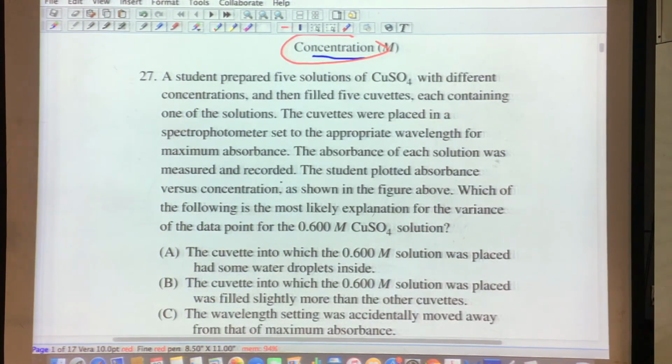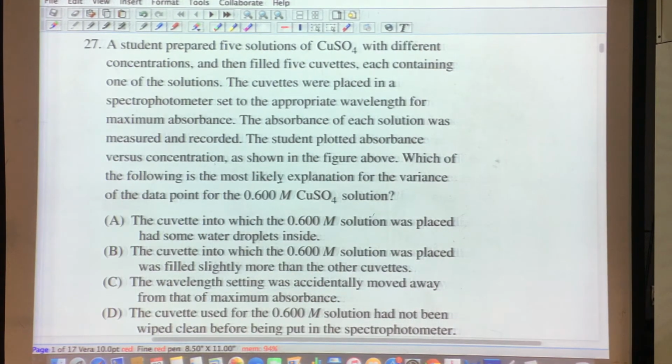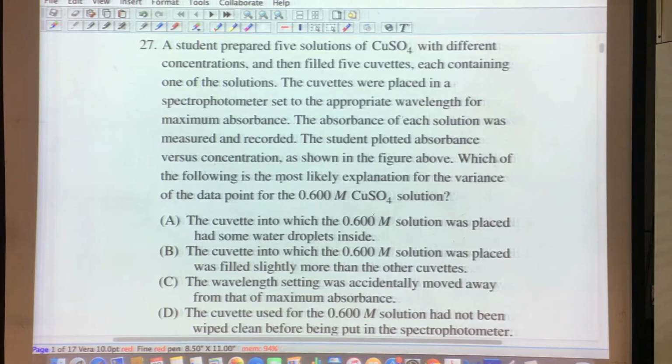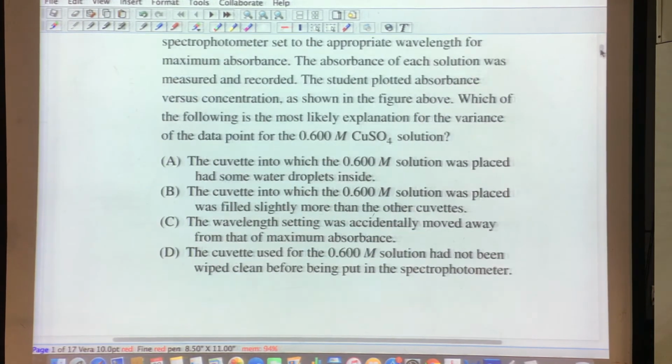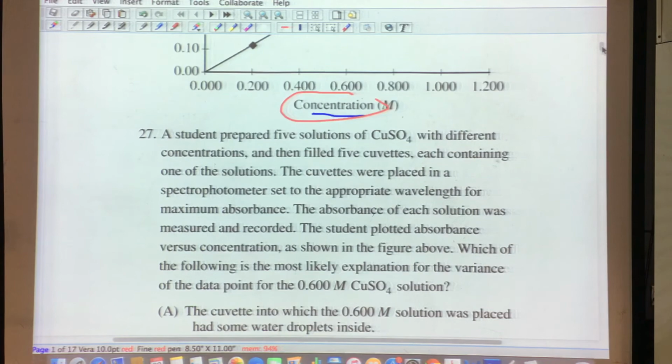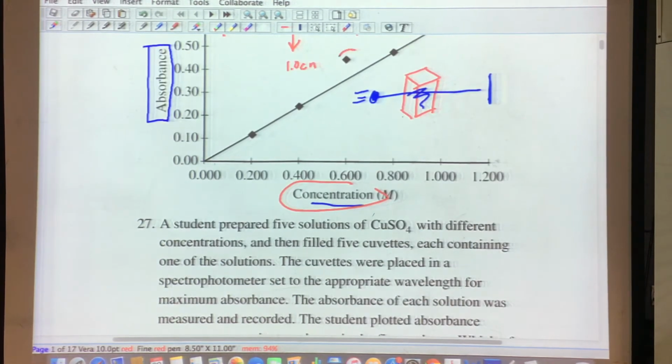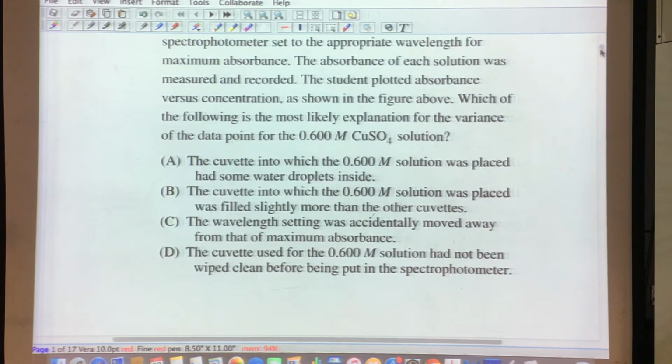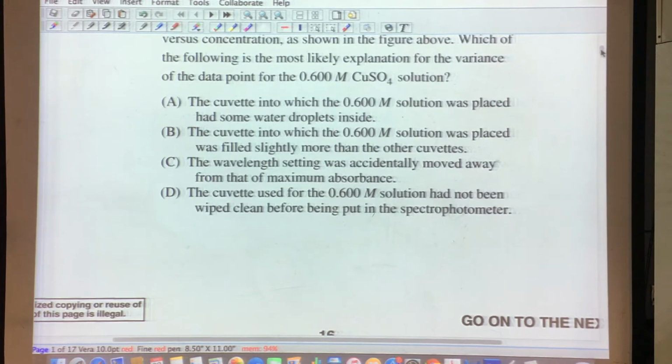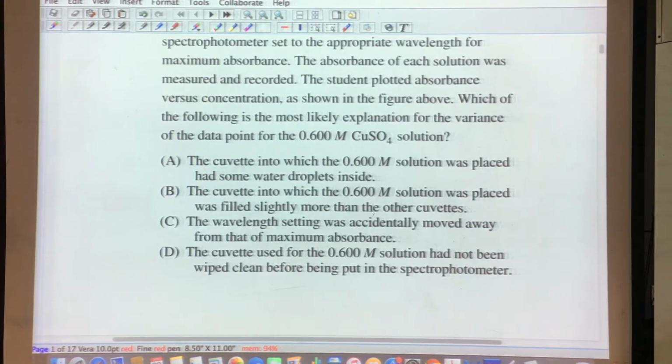I'm having a tough time scrolling down. So they say they prepare 5 solutions of copper sulfate, different concentrations, filled 5 cuvettes, and they get the data above, which you can clearly see is rising, okay, as the concentration goes up. Now, you'll notice there's one data point that's not really following the trend. It's an outlier from the other data points, and they're asking you what's the possible scenario for that. Since we've done the lab in many ways, this should not be a big deal, okay? What's the scenario? Well, the cuvette into which 0.600 molar solution was placed had some water droplets.